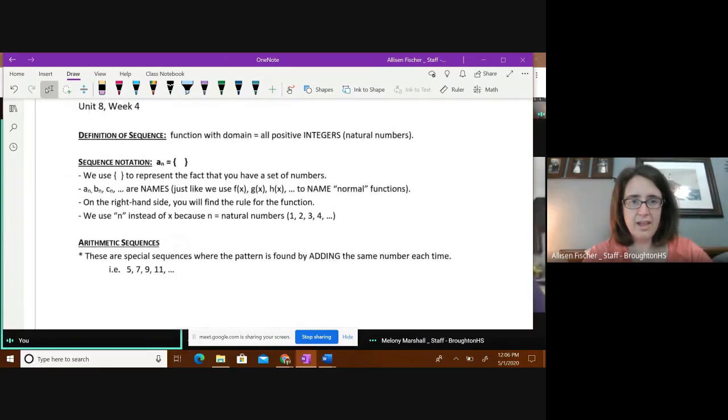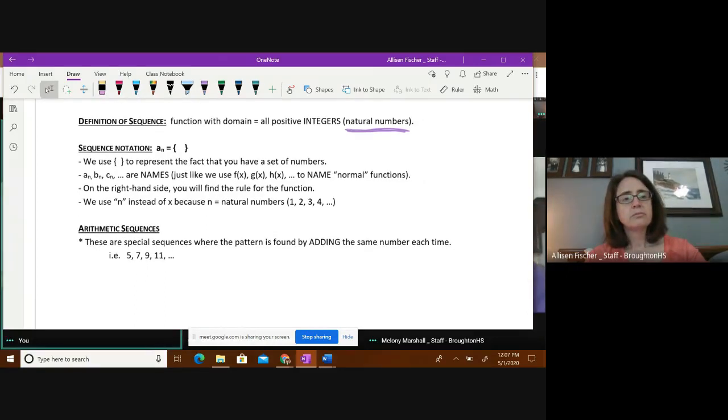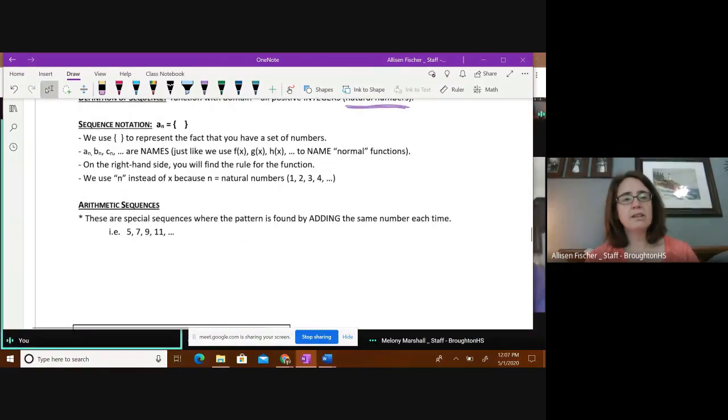It's basically a function with the domain equaling all positive integers. That would be the natural numbers, the ones you learned to count when you were little tots. So 1, 2, 3, 4, 5, 6, 7, 8, 9, 10, and so on. When we have a sequence, it is the set of numbers that fulfill a pattern. So since it's a set, we use set notation, which are these lovely little braces.